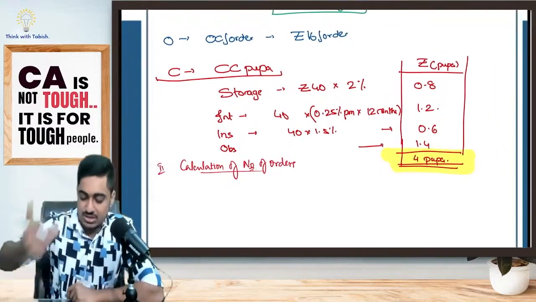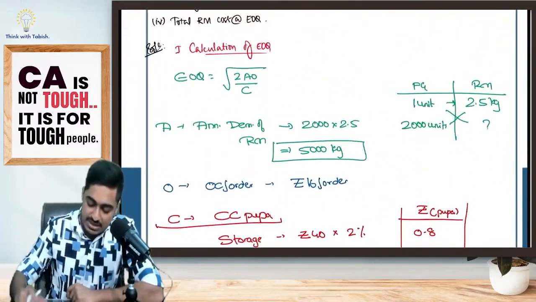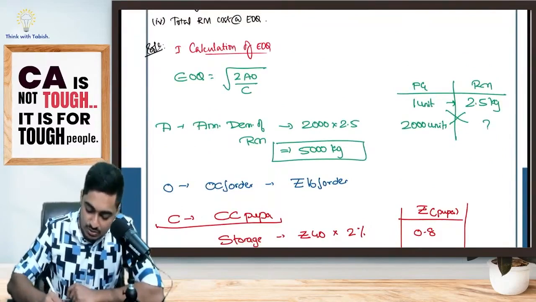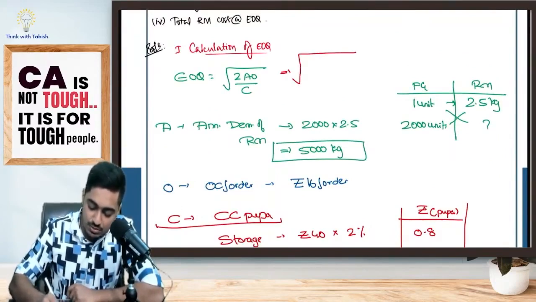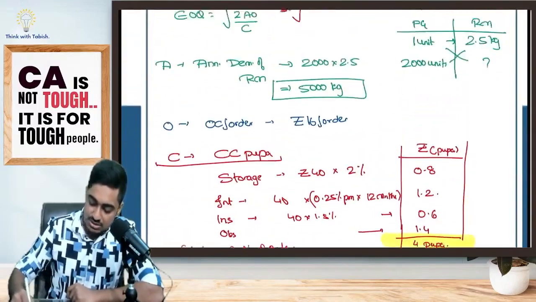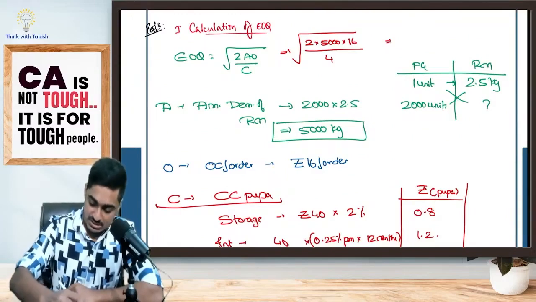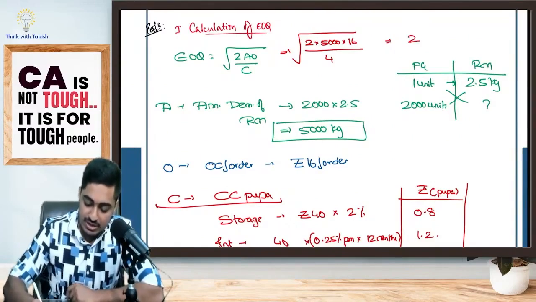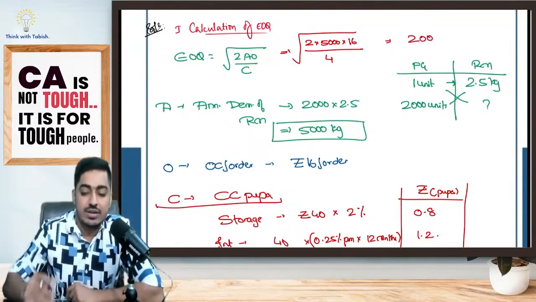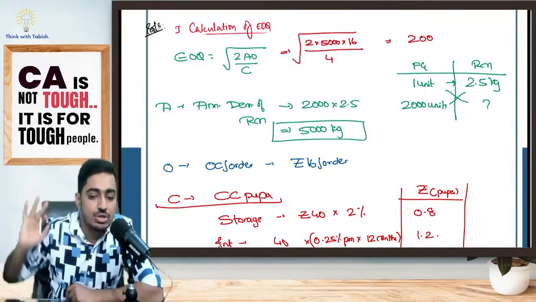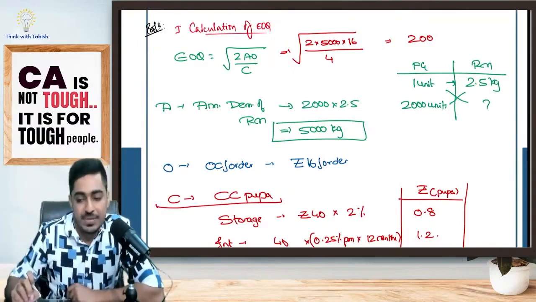Beautiful calculation. Now, based on this, let us continue our discussion, everyone. I've got all my data. Now I'll calculate EOQ and finish it off here. Pay attention. Square root of 2 into annual demand 5,000, ordering cost 16, carrying cost 4. That gives 2 into 5,000 into 16 divided by 4. Is it 200? Is my EOQ 200? Yes or no?